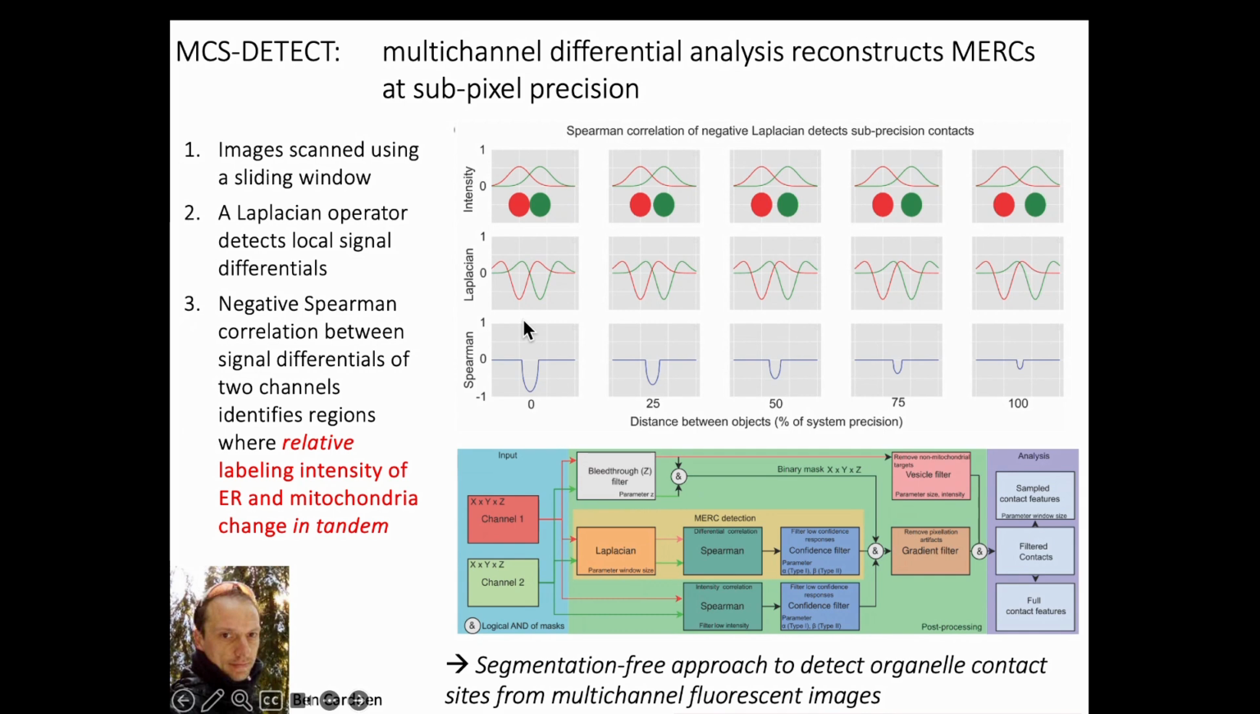And what you can see here in this simulation is that as the red and the green balls come closer and closer together, the Spearman correlation of the Laplacians increases. And this is the basic principle underlying MCS detect, which is really a segmentation-free approach to detect organelle contact sites from 3D super resolution image stacks.